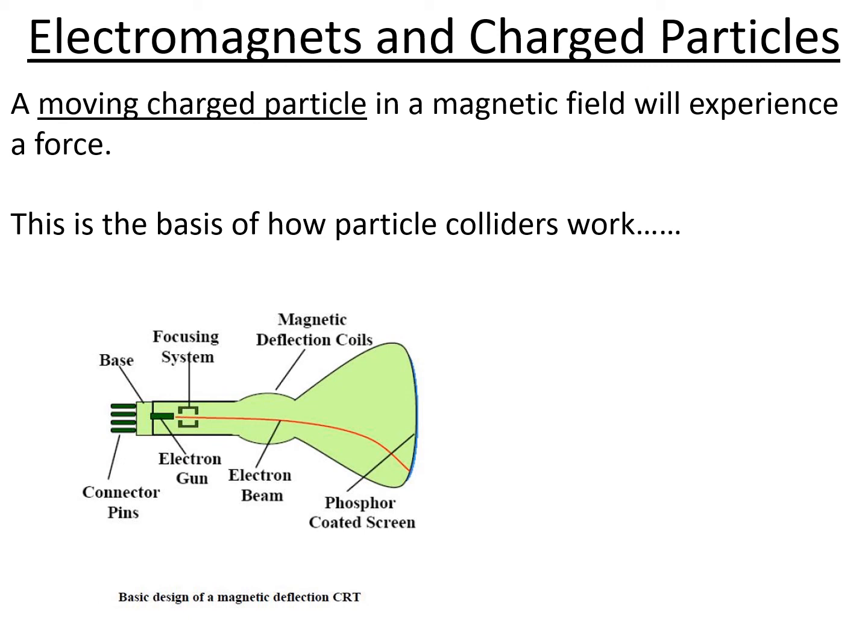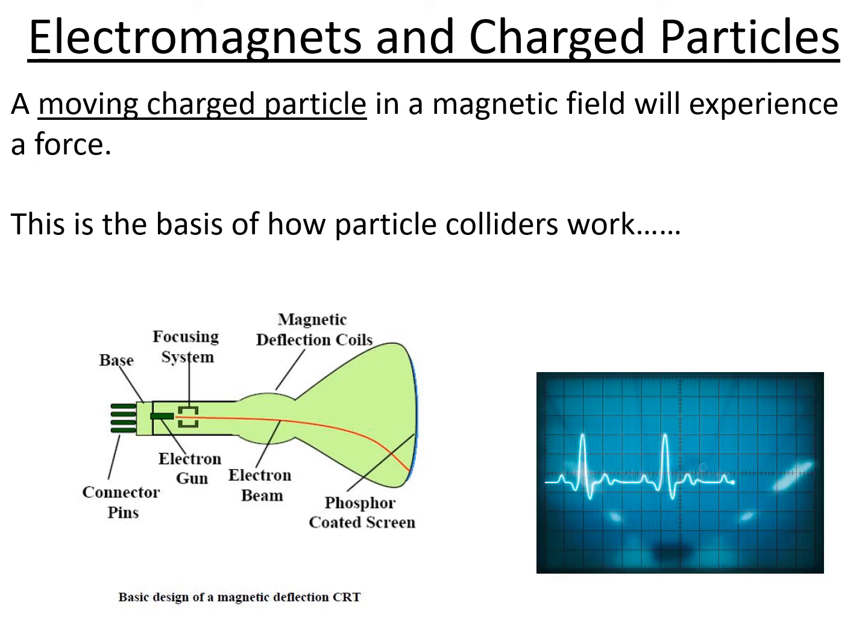Now, why do we talk about this? Well, if a moving charged particle in a magnetic field will experience a force, then this is how we build particle colliders. And if we were in class, I would show you this deflection tube and show you how we can actually change the direction of the beam by using a magnetic field. So hopefully when we get back, I'll get a chance to show that to you.